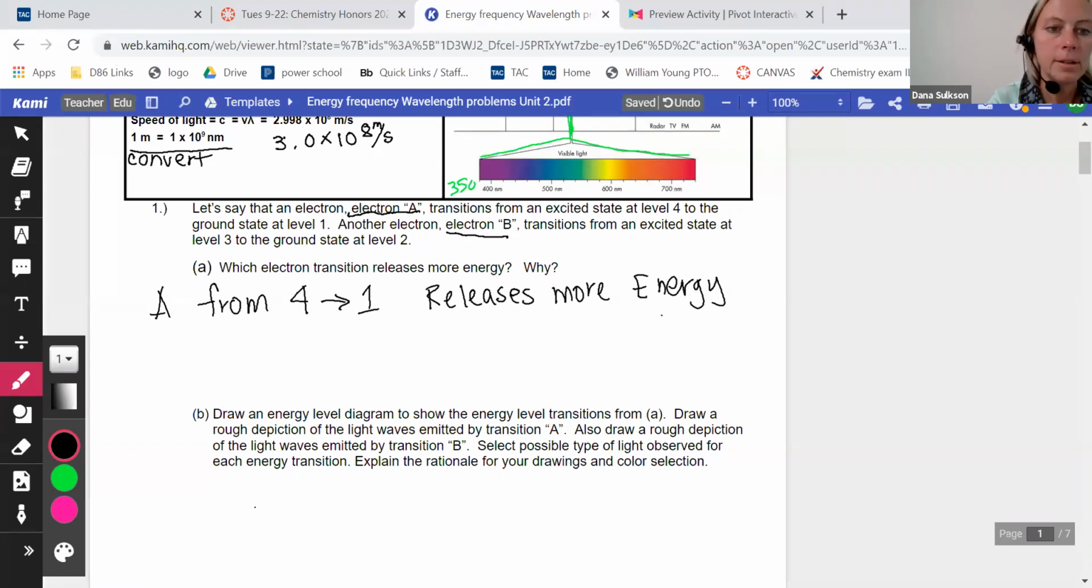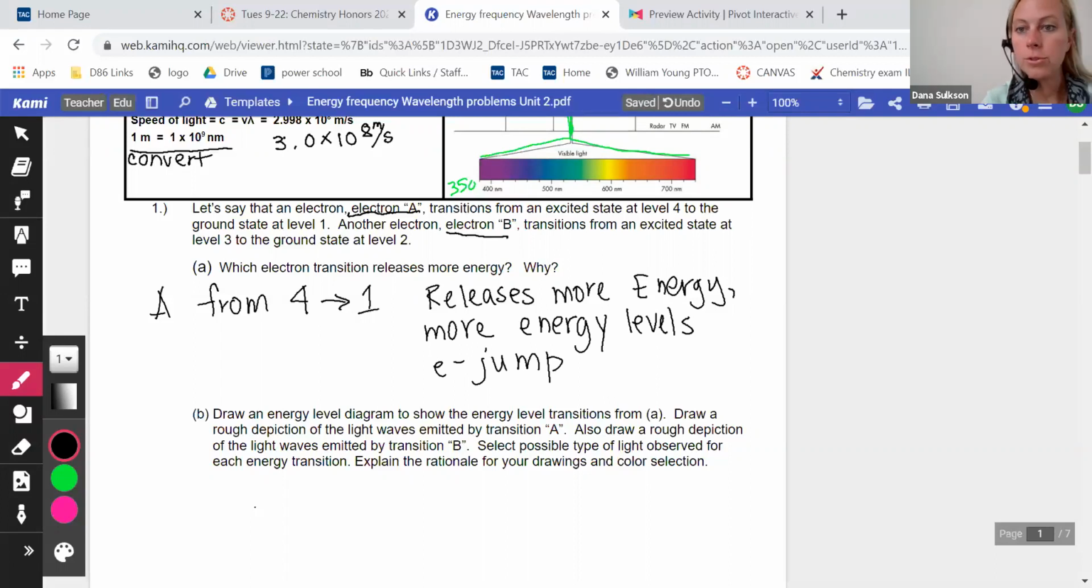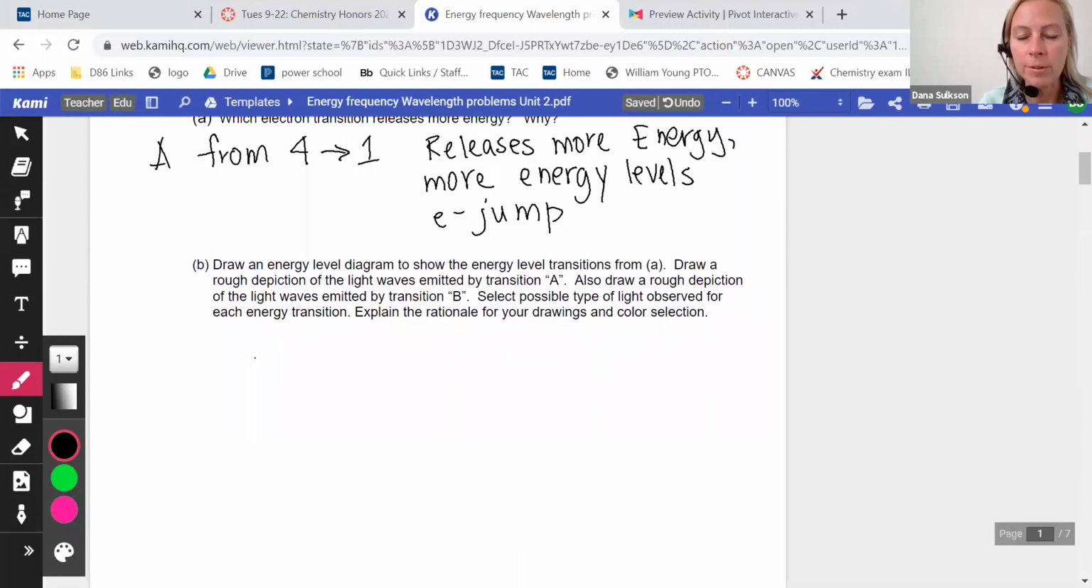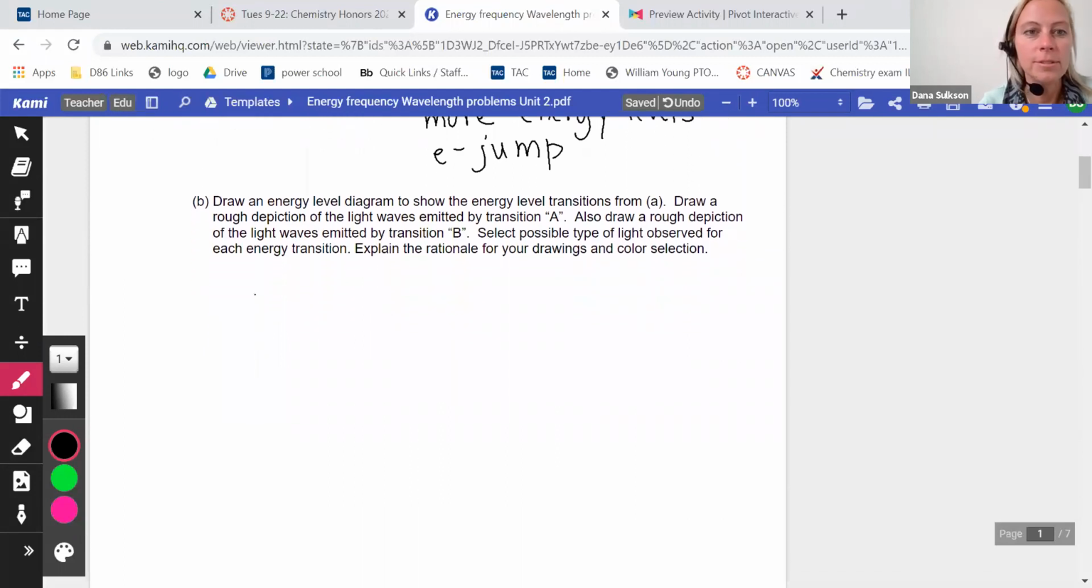There's more energy. Why? Because there's more energy levels. The electrons are jumping or moving, you can say, and that's the reason why. There's no calculation here. I didn't ask you one. You could have done both calculations and compared them, but I didn't ask you that. I asked you to theorize. Sorry, the words are tongue twisted.